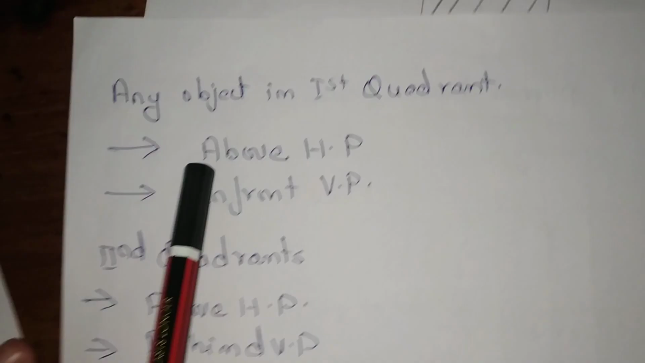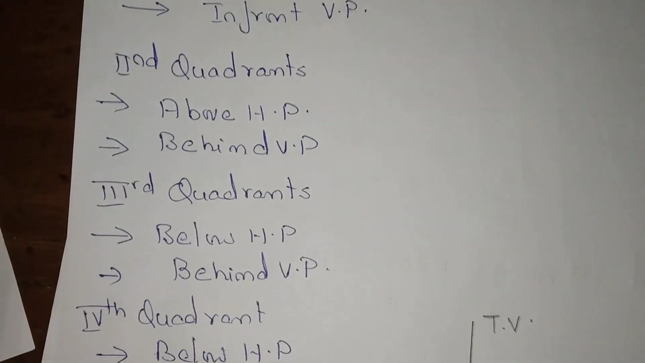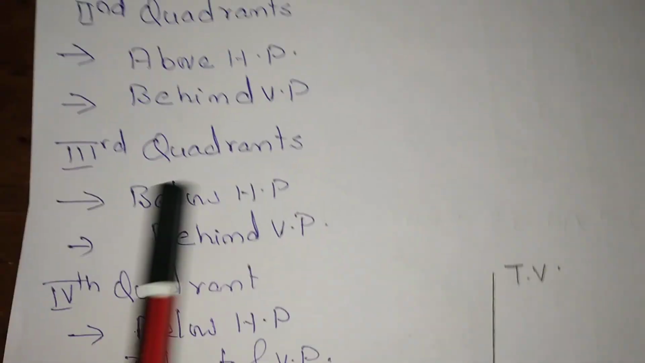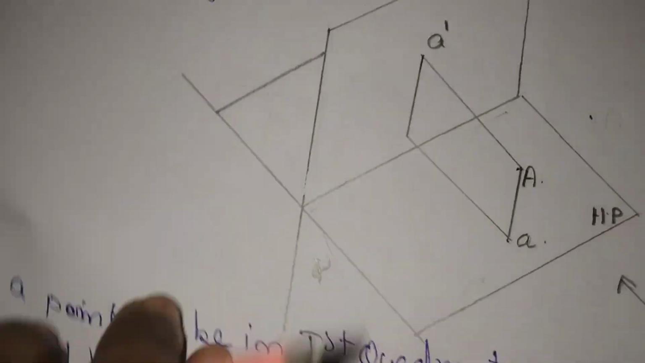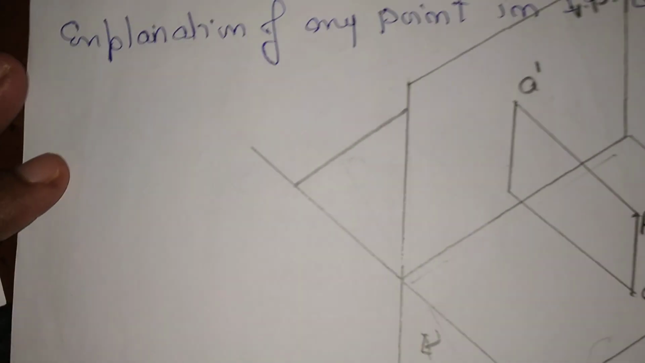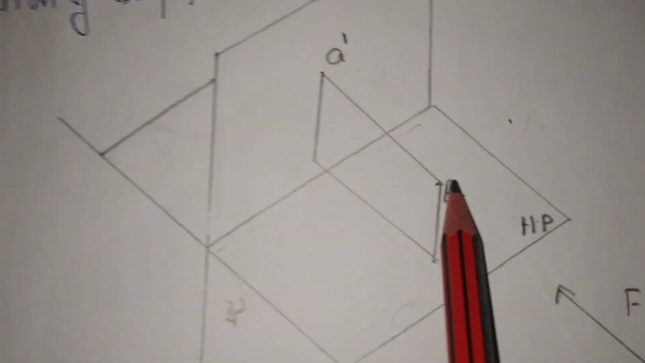Any object in the first quadrant: above HP, in front of VP. Second quadrant: above HP, behind VP. Third quadrant: below HP, behind VP. Fourth quadrant: below HP, in front of VP. Now, I'll explain how an object is represented in the first quadrant. Now, I've kept a point A placed in which quadrant? Is it in the first quadrant?